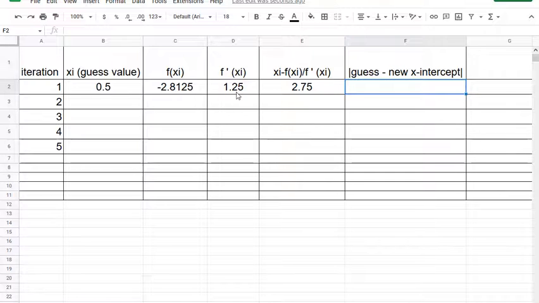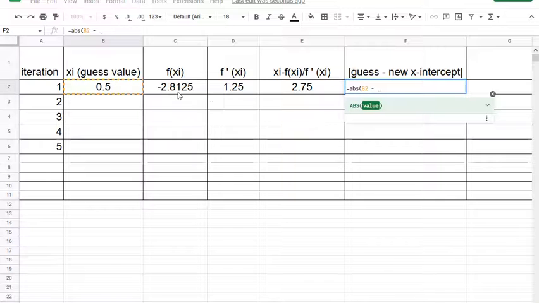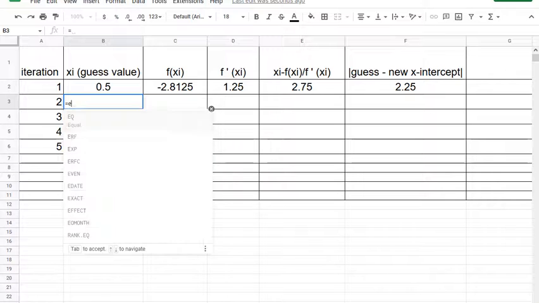And then right here, we want the absolute value of B2 and E2. So we do equal ABS, parentheses, and then B2 minus E2. And again, we're not happy with this difference, so we want to go to the second iteration. In the second iteration, the guess value will be the x-intercept of the previous iteration. The previous iteration is E2, so we would type equal E2.